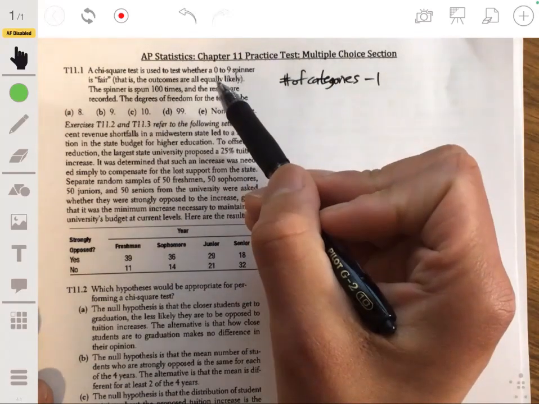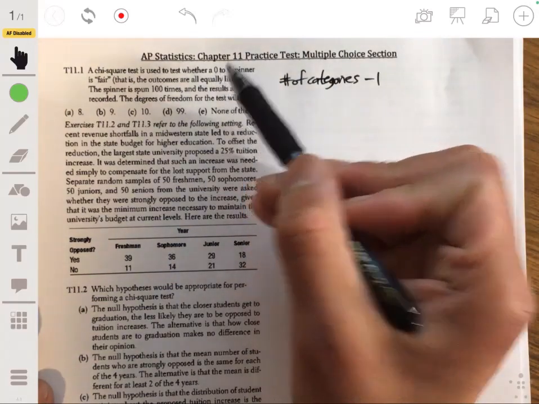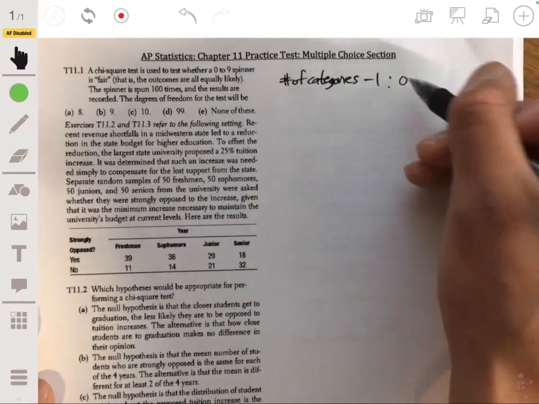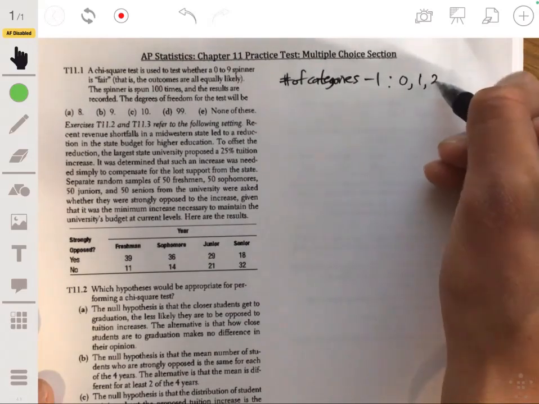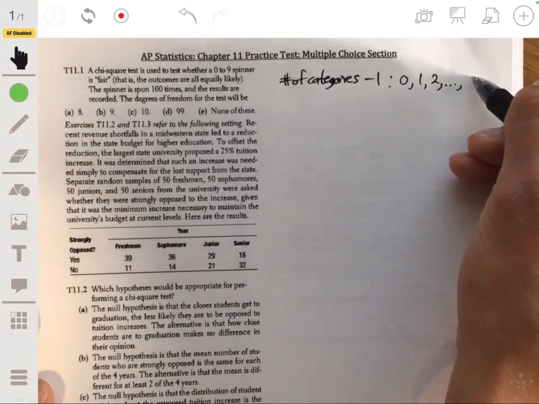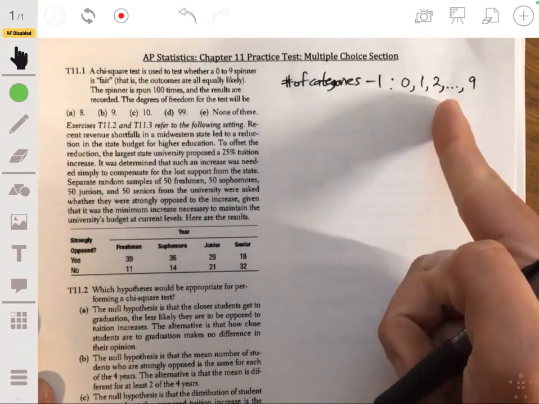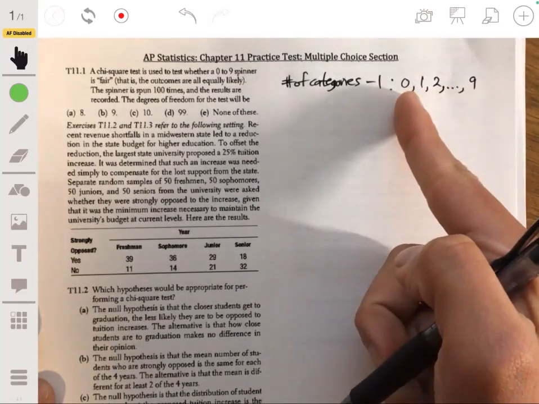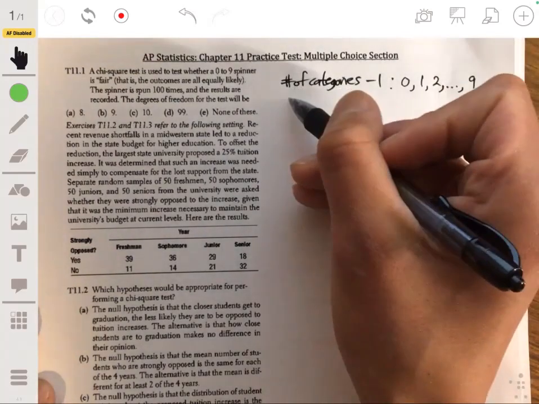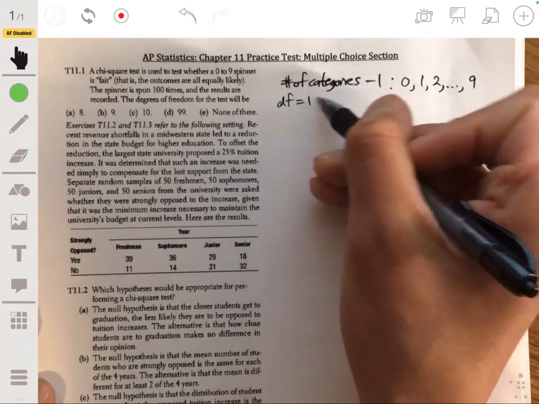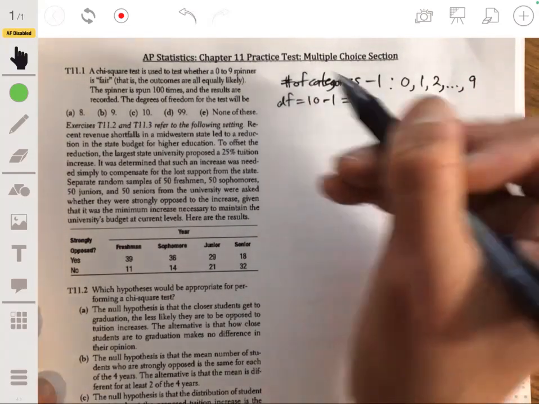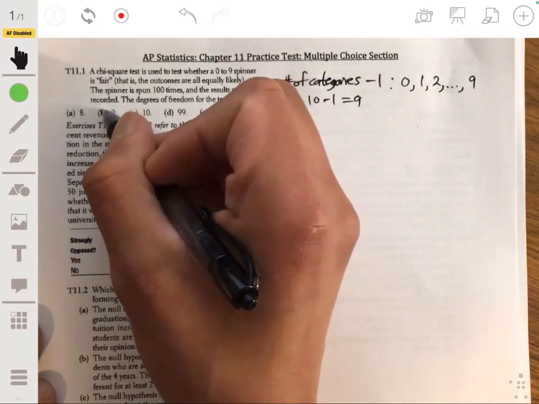And the number of categories are the numbers 0, 1, 2, 3, 4, 5, all the way to 9. So there's actually 10 categories, 1 through 9 and 0. So the degrees of freedom will be equal to 10 minus 1, or 9. And so the answer will be B.